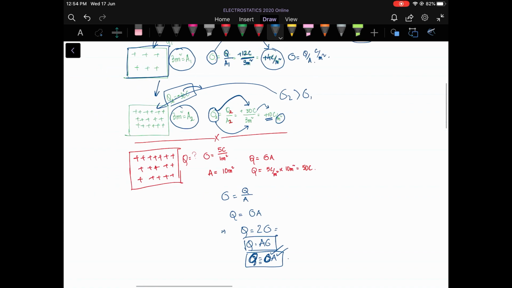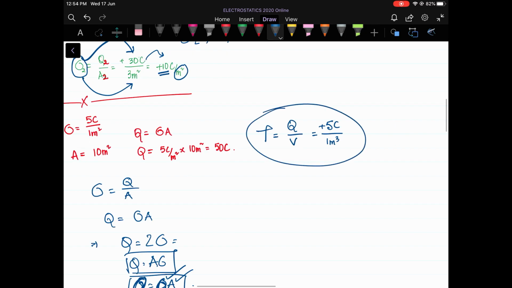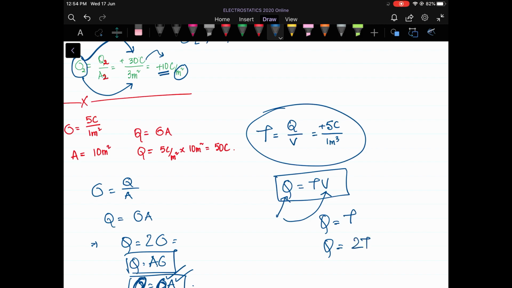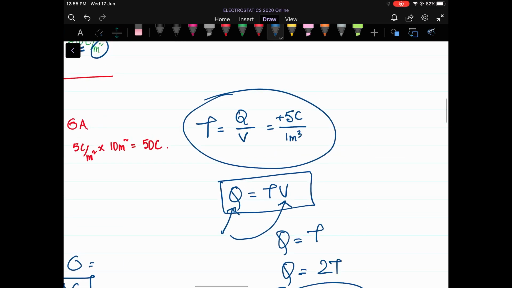The same idea goes for your volume charge distribution also, where we are going to write rho as the volume charge density defined as the amount of charge present in any given volume. Example, I can have 5 coulombs of charge plus distributed over a volume of 1 meter cube. So this is the density you can see, and again from here I can write Q equals to rho into V. Amount of charge present in one volume is rho, amount of charge present in 2 volumes will be twice rho, amount of charge present in V volumes will be V rho or rho V. The units you can see for rho will be coulombs per meter cube.